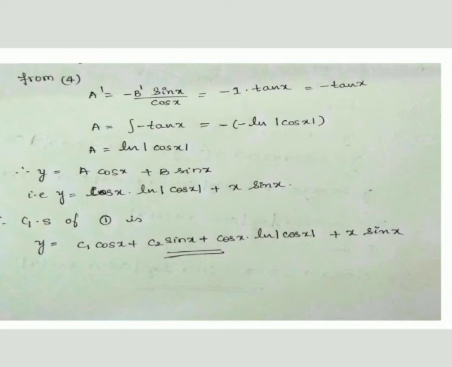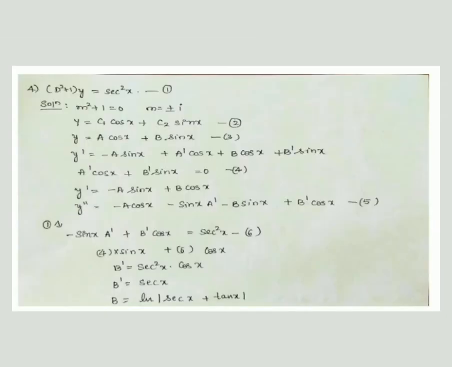So therefore y is equal to a cos x plus b sin x, that is y is equal to cos x into, substitute a and b values, cos x into ln of cos x plus x into sin x. So therefore the general solution of equation number 1 is the sum of complementary function and particular integral.